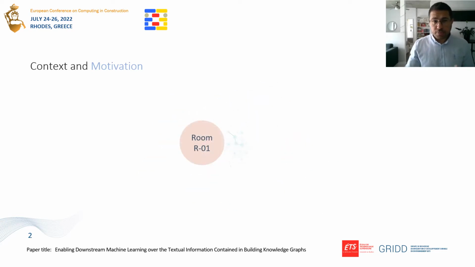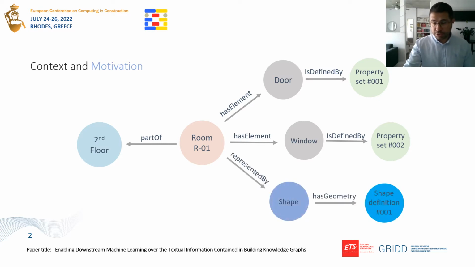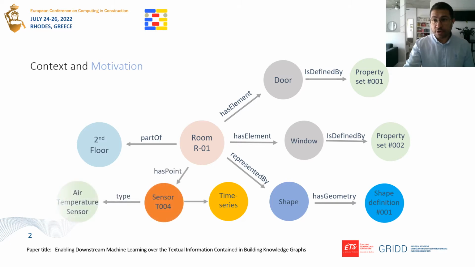So to put it into perspective, let's assume a particular room inside a building as our entity of interest. Then we can start describing this entity by establishing its relationships with other entities inside the building. For example, we can mention other spatial or structural elements that have associations with this room. Or we can describe its shape representation in terms of geometry or even the current room temperature.